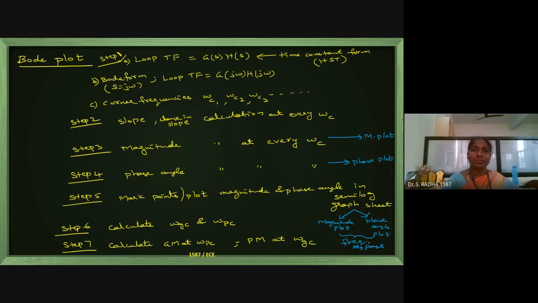In frequency response, we have discussed a lot. Omega GC, omega PC, gain margin, phase margin, all that we have to do using the graph sheet. This is the actual procedure. Now I will go with a model. What about the slope and change in slope?